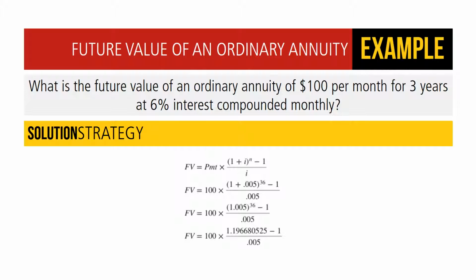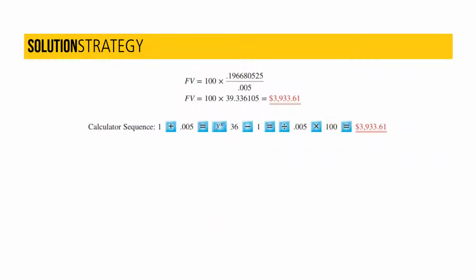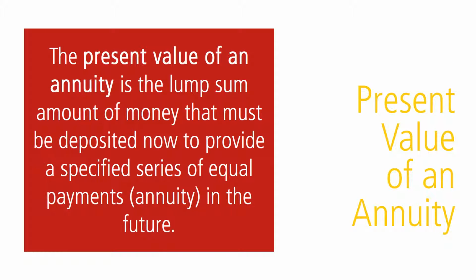future value being 100 times 1.196680525 minus 1 over 0.005. Strategy continues to show us that future value is equal to 100 times 39.336105, which equals $3,933.61. We just learned how to calculate the future value of an annuity.